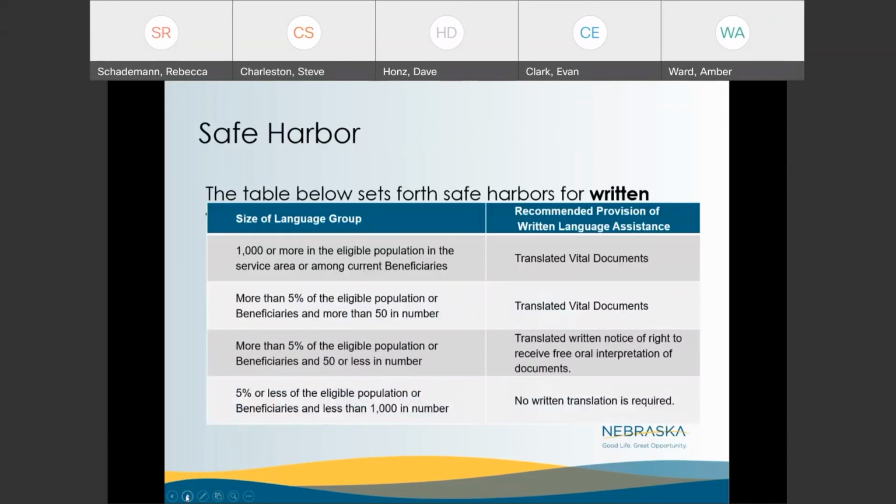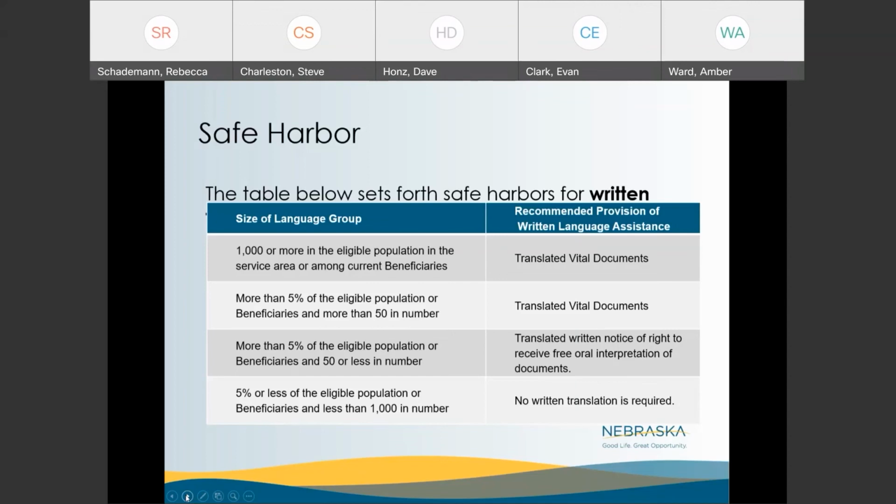So here is a breakdown on the safe harbor table for written materials. It depends on the size of the language group. So when you are conducting your four-factor analysis, you are gathering data on the size of the population and the LEP individuals within that population. If the group is 1,000 or more in the eligible population in the service area or among current beneficiaries, you need to translate vital documents.